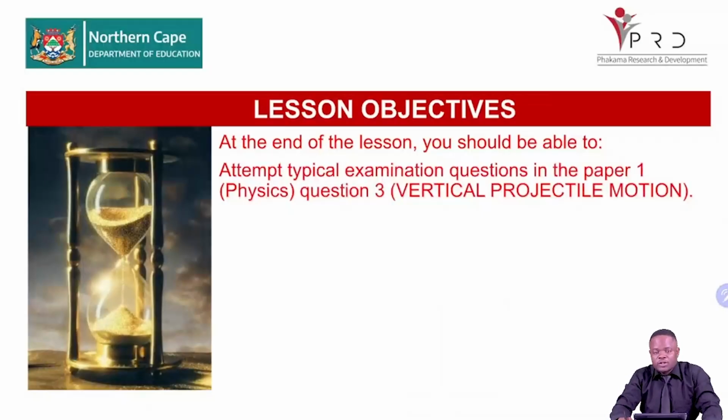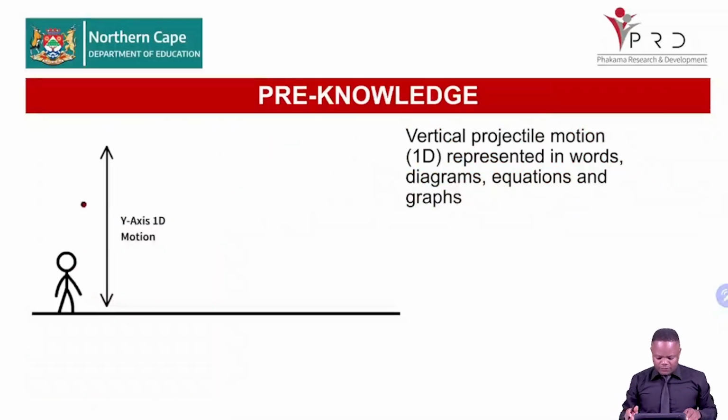So we're going to do a number of questions together, grade 12s. So ensure that you have your pen, your paper, and your calculator, and we do this work together. Right, so for our pre-knowledge, it's all your knowledge on vertical projectile motion represented in words, diagrams, equations, and graphs.